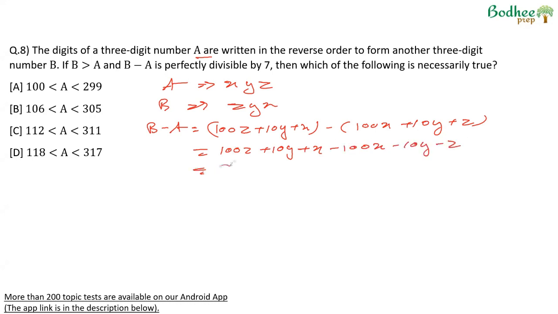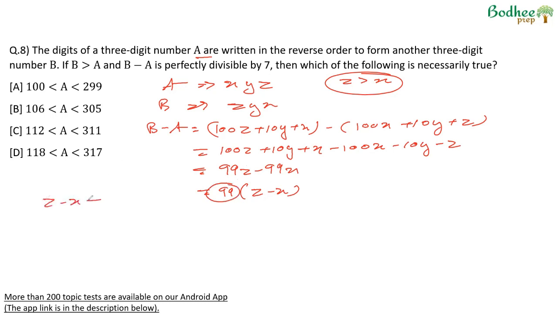100Z minus Z is 99Z. 10Y minus 10Y is 0. X minus 100X is 99X. So we get 99 into Z minus X. Also, B is greater than A, therefore Z has to be greater than X for sure. This B minus A is perfectly divisible by 7. 99 is not divisible by 7, therefore Z minus X has to be divisible by 7. And the highest value that Z minus X can take is 7, it cannot be 14.